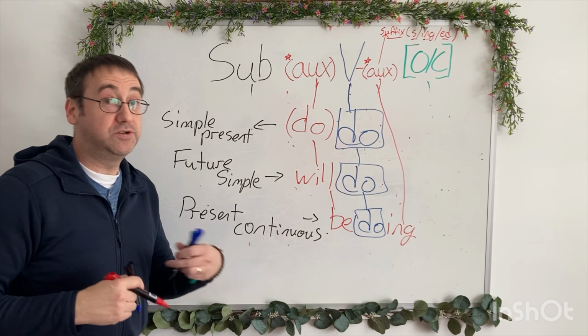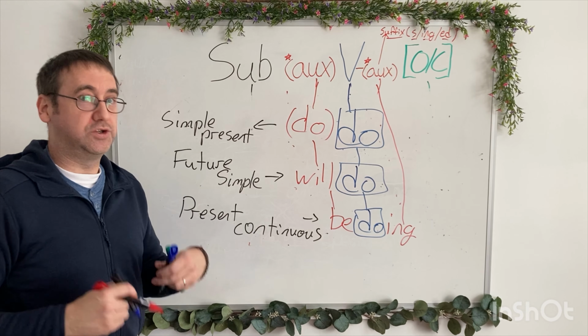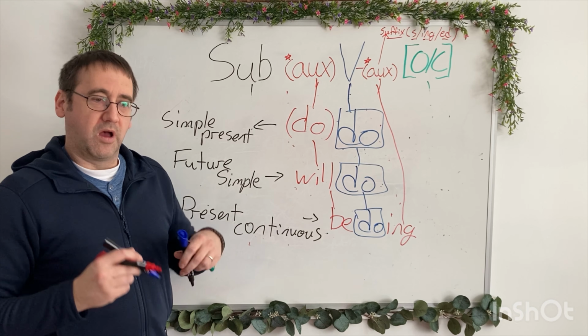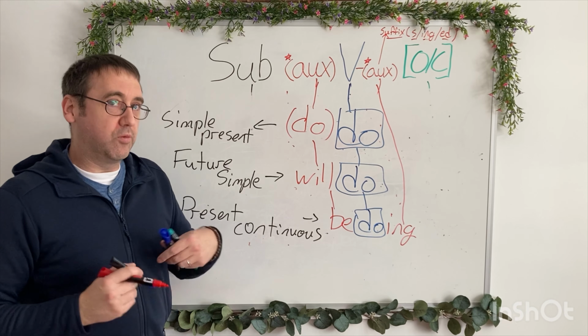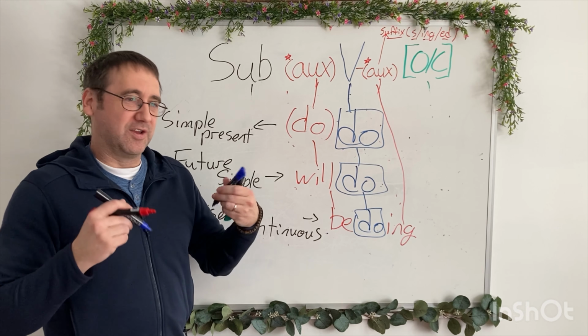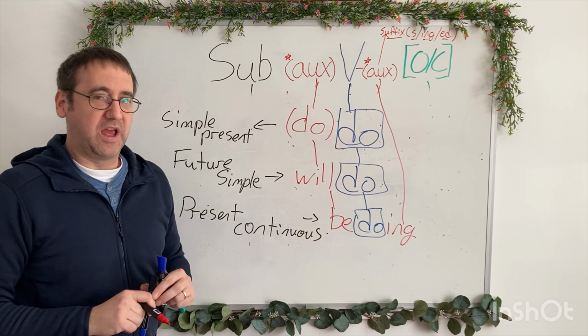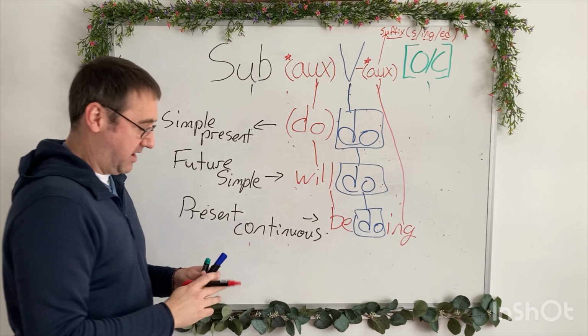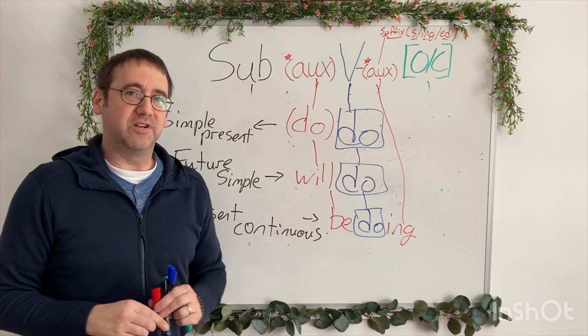And you can learn them individually. Do, right? I do it. I do run to school. I run to school. Will do. I will go to school. I will learn English. Be doing. I am teaching. You are watching a video. And so do, will do, be doing. And we'll talk about more auxiliaries later in another video.